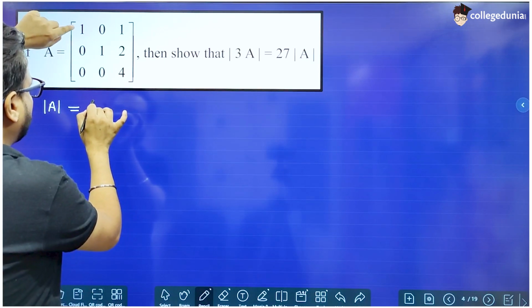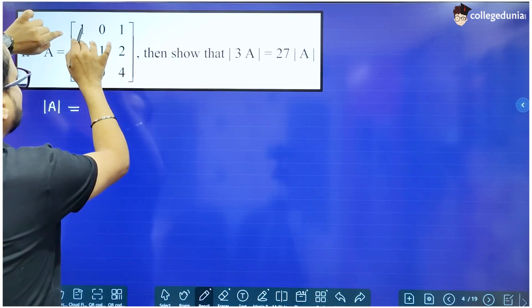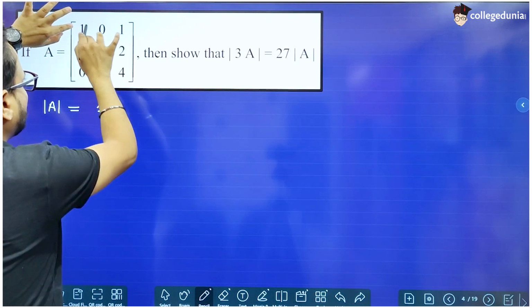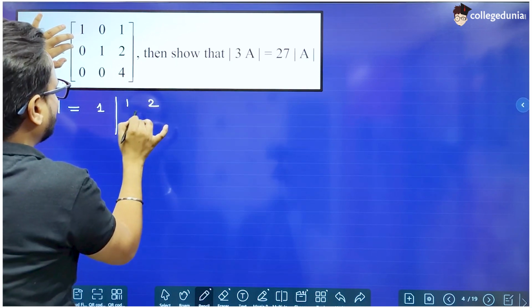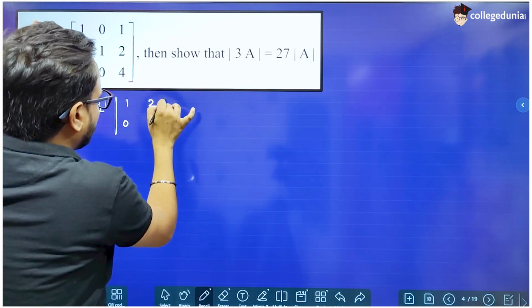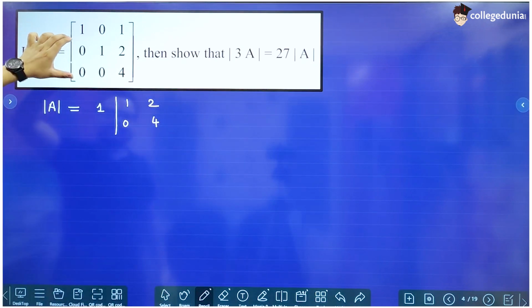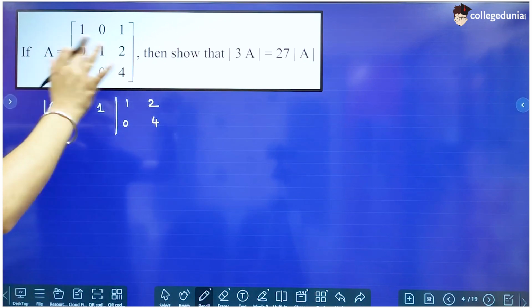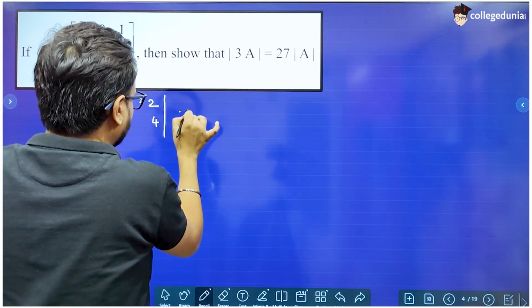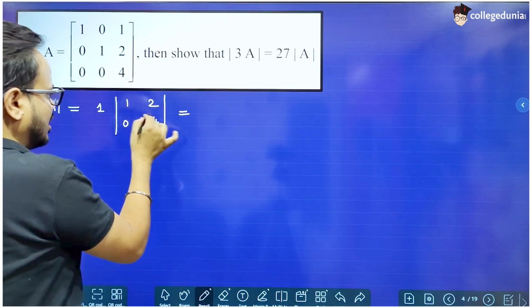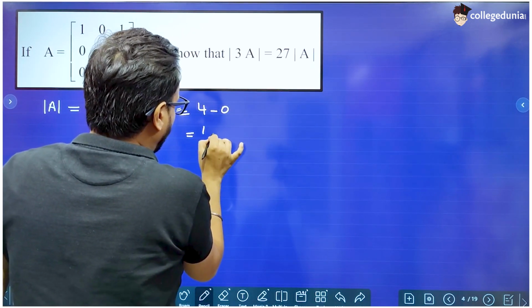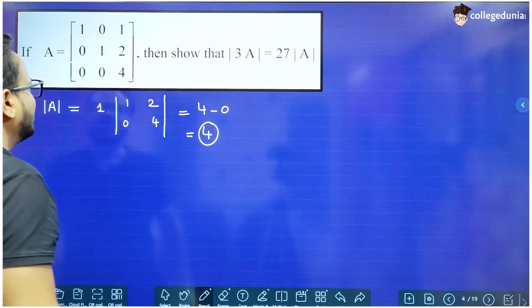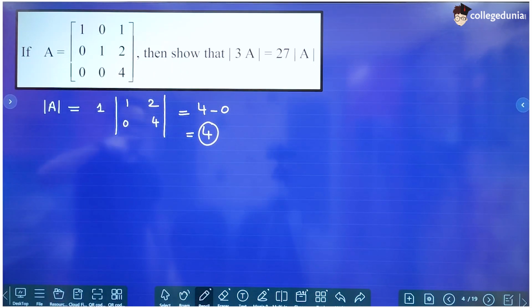So for the first column, first we will write 1 and we will leave the rows and columns, and we are left with 1, 2, 0 and 4. Now the other two elements we don't have to find because they are 0 and they will make everything 0. So this will be the determinant, which is 1 times 4 minus 0, that is 4. So how easily we solved the determinant. So that is 4, right?